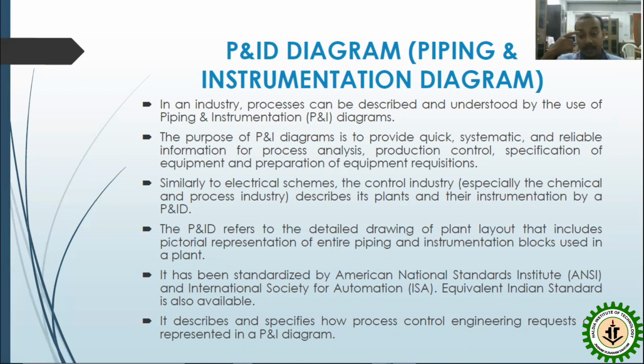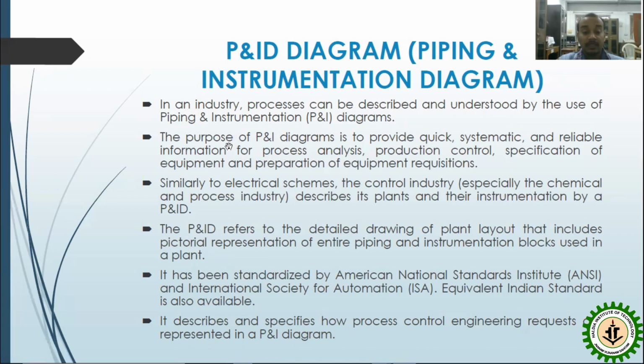In this particular slide, I will go through one point at a time and describe it with you. In an industry, processes can be described and understood by the use of the piping and instrumentation diagram. As I already mentioned, without this diagram, clear and quick knowledge cannot be given to the audience, the instrumentation engineers, or the engineers associated with the industry. That can only be given by this P&I diagram rather than the block diagram.